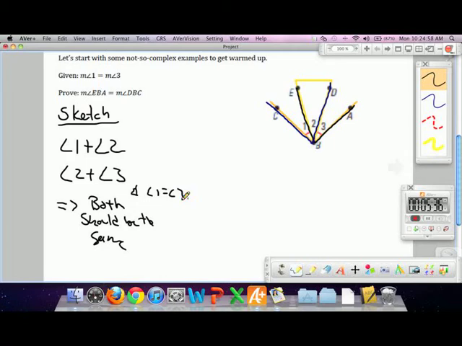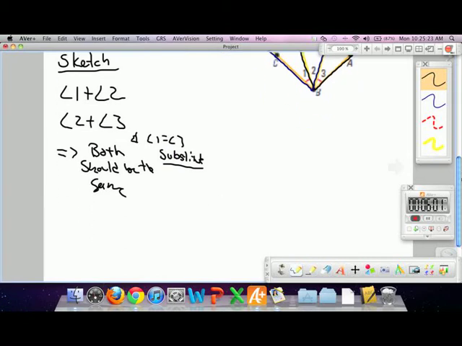So we'll do a substitution, and we'll show that they both should be the same. That's our general sketch plan of attack. Now we've got to actually write this stuff down in a logical argument, in a formal statement, and we'll want to walk through how to do that together. Let's start with this one as a 2-column proof.